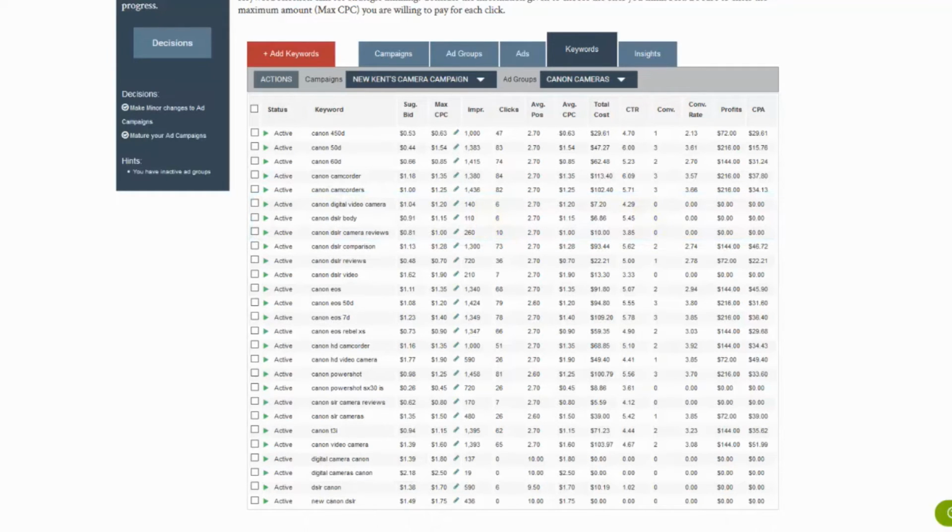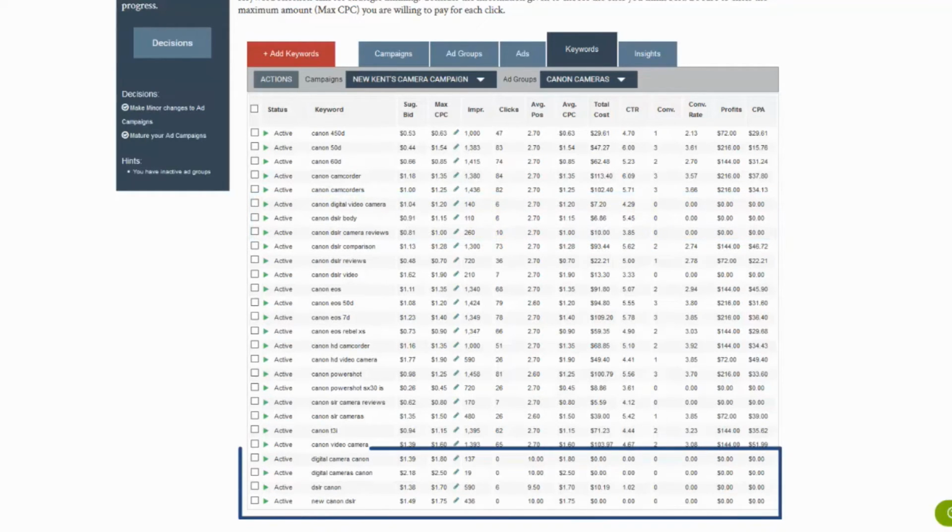If we go farther down, let's take a look at the bottom 4 keywords. We see digital camera Canon, digital cameras Canon, DSLR Canon, new Canon DSLR. All of those also had 0 conversions, but we have more information that does indicate that these keywords are probably not good for this ad group. One is that we had 0 clicks on 3 of those 4, and the average position was a 10 or a 9.5. So why would that be the case?